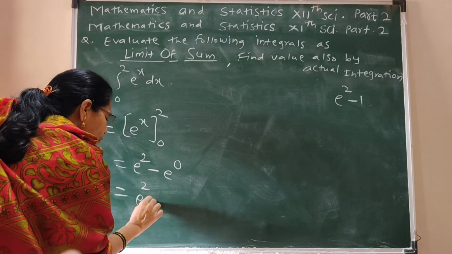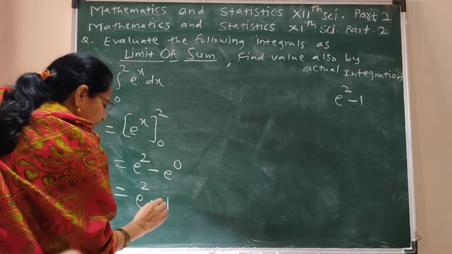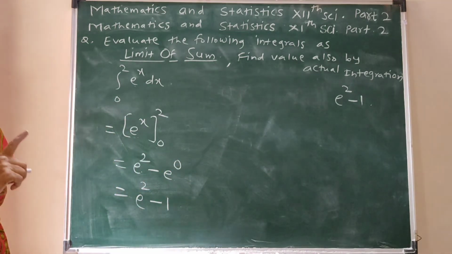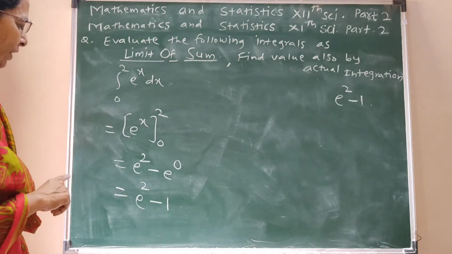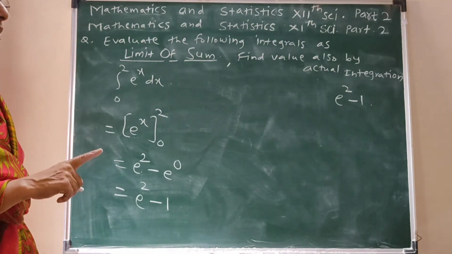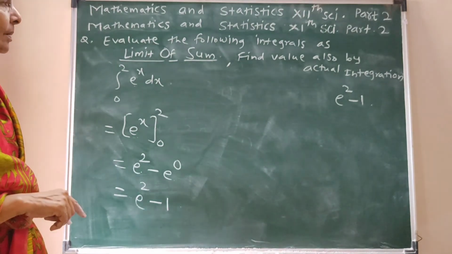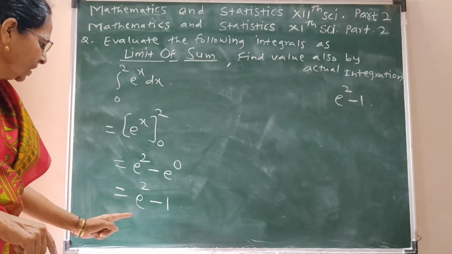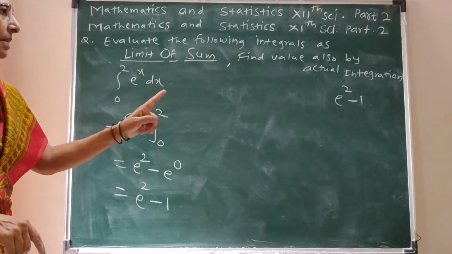That means e^2 minus e^0, and e^0 is 1. So e^2 minus 1, and e^2 minus 1 from the limit of the sum. Both the answers are the same: by actual integration, this is the answer, and both answers are same.